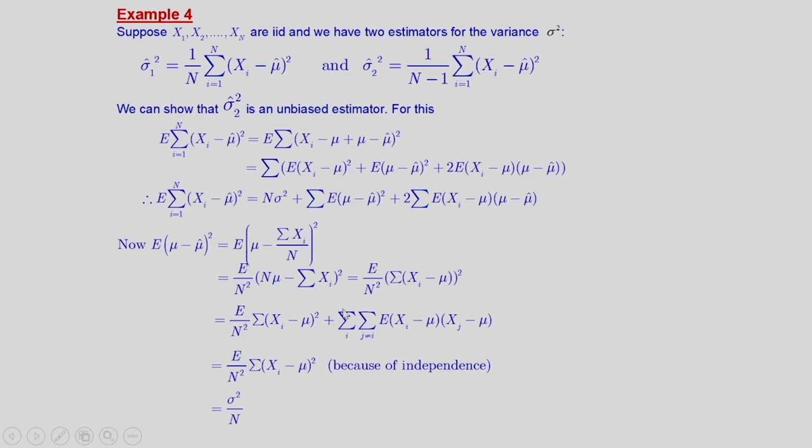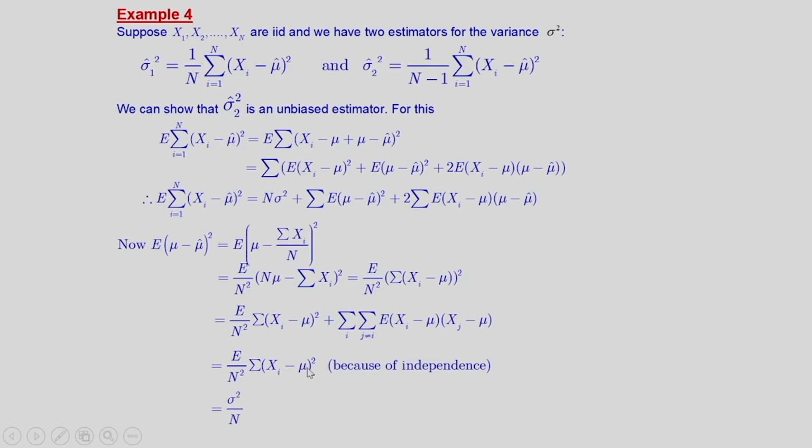Now this is again a summation. That summation we can write in terms of the individual square terms, E of summation of (xi minus mu) whole square, and then all cross terms we have to consider, (xi minus mu) into (xj minus mu). Therefore the joint expectation of these quantities will be 0 because of independence. Xi and xj are independent, therefore this expression will become 0. So this will be simply E of summation of (xi minus mu) whole square divided by n square, and this is equal to sigma square by n.